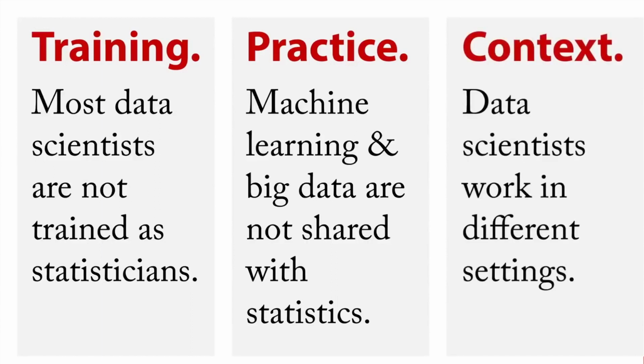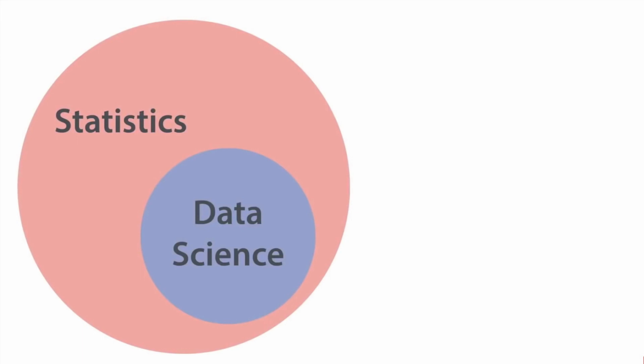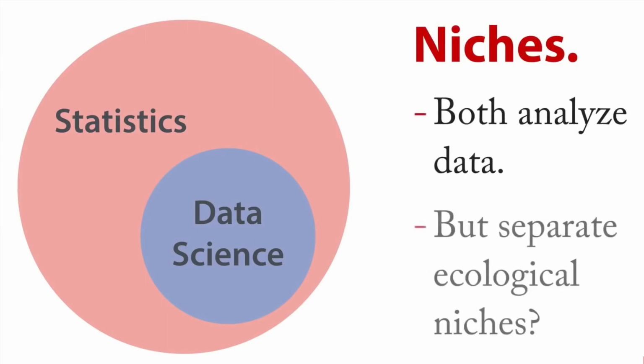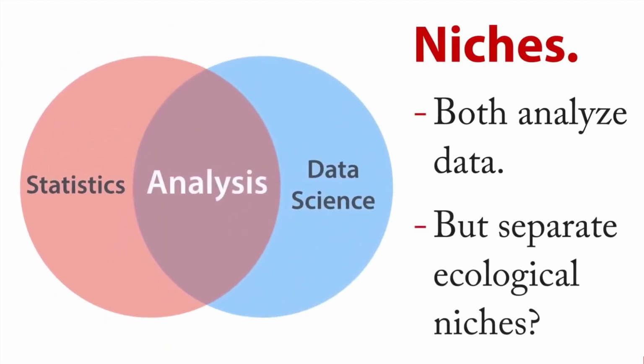Data scientists tend to work in different settings than statisticians. Specifically, data scientists very often work in commercial settings where they're trying to get recommendation engines or ways of developing a product that will make them money. So maybe instead of having data science as a subset of statistics, we can think of it more as these two fields have different niches. They both analyze data, but they do different things in different ways. So maybe it's fair to say they overlap. They both have analysis of data in common, but otherwise they are ecologically distinct.